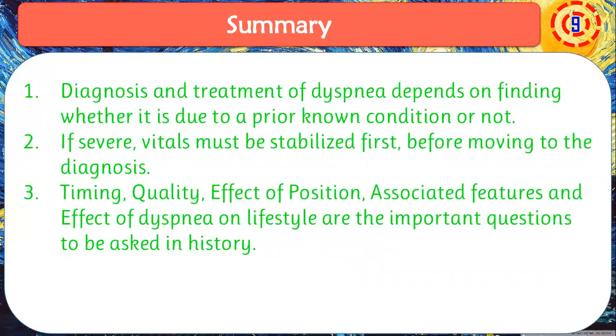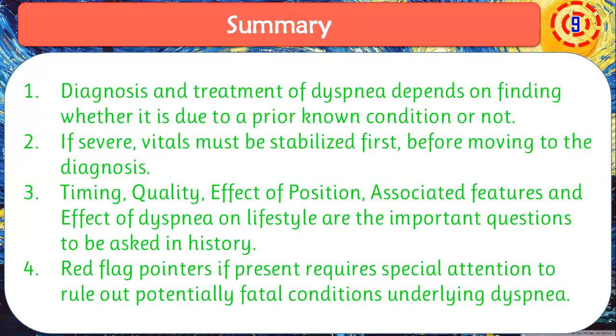The important questions that we have to ask in history include timing, quality, effect of position, associated features, and effect of dyspnea on lifestyle. So these are the important questions that are not to be missed while taking the history of a patient with dyspnea. And the red flag pointers, which specifically point to the fatal and treatable causes, if present, require special attention because they help to rule out or rule in the potentially fatal conditions which might cause dyspnea.